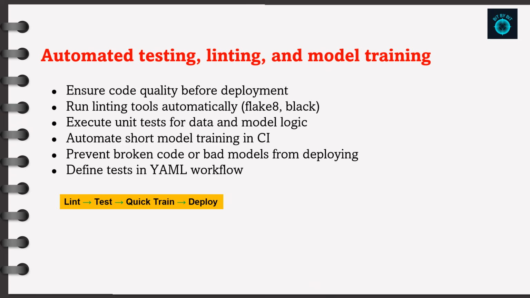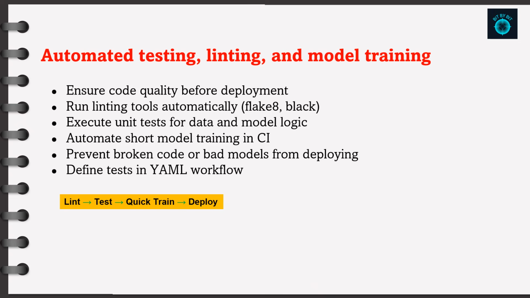Next, this process prevents broken code or bad models from deploying. If any linting step, test, or training run fails, the pipeline stops automatically. The model won't be built or deployed until the issue is fixed. This keeps your production environment clean and reliable.